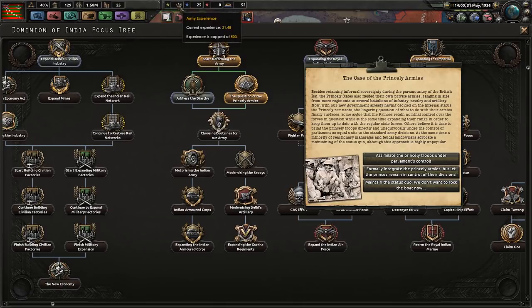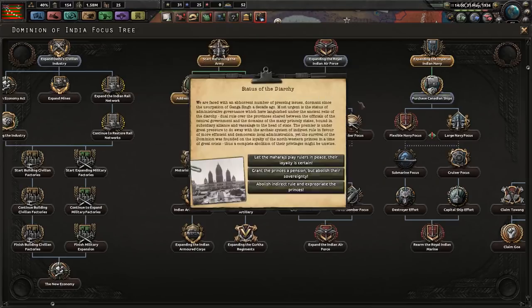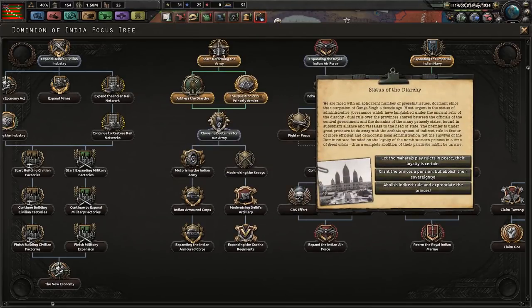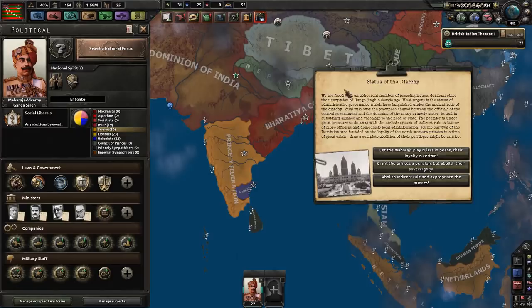It just basically comes down to, do you really need to pay political power for army experience so that you could build new divisions or something? That's totally up to you. Or if you want to role play, whatever. Now, the status of the diarchy. This is where you actually change the power of the princes. I know that this has prince in it, but this is where you actually can change this national spirit.